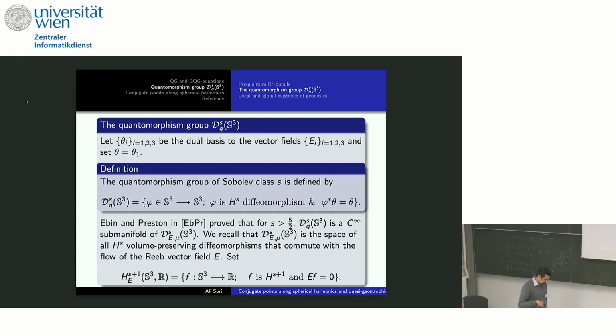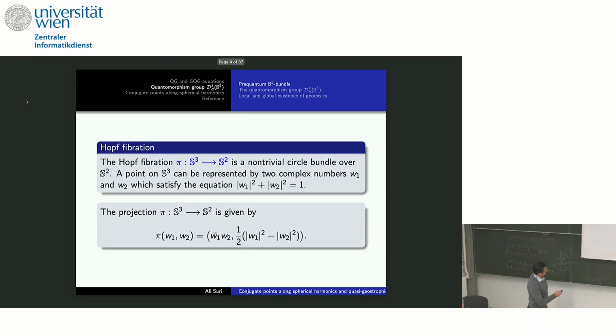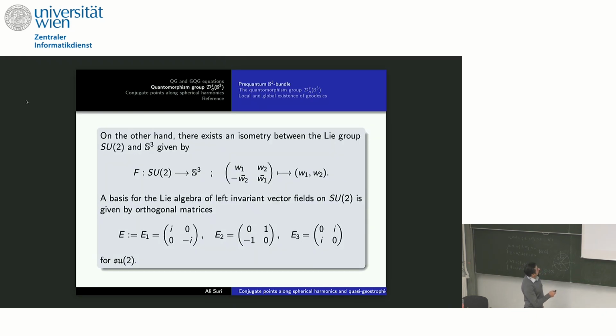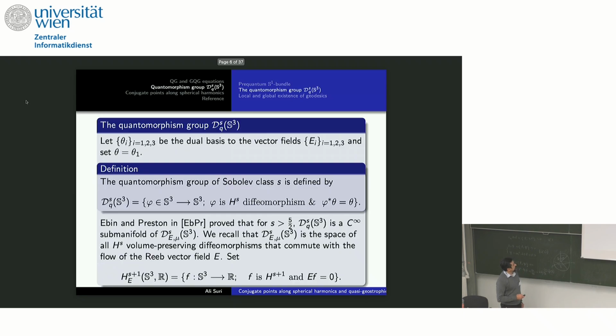In the next step, we consider a dual for these three vector fields. The first vector field is important, so we denote it by E. This is the Reeb field, which is a Killing field for our metric, and it will be important for finding the quantomorphism group. We use a dual basis of one-forms, and we call the first one, which is dual to the Reeb field, theta.